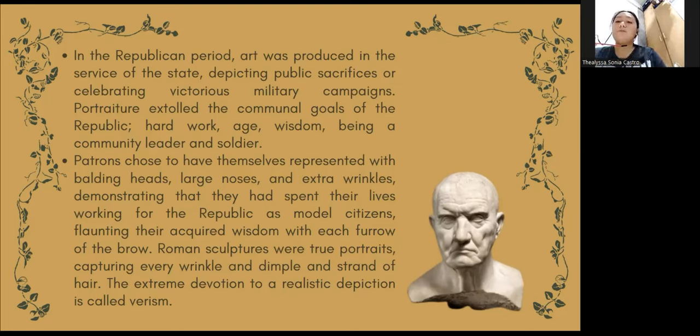Roman sculptures were true portraits, capturing every wrinkle and dimple and strand of hair. The extreme devotion to a realistic depiction is called verism. In short, Roman Republican art is the artistic production that took place in Roman territory during the period of the Republic, conventionally from 509 BC to 27 BC.